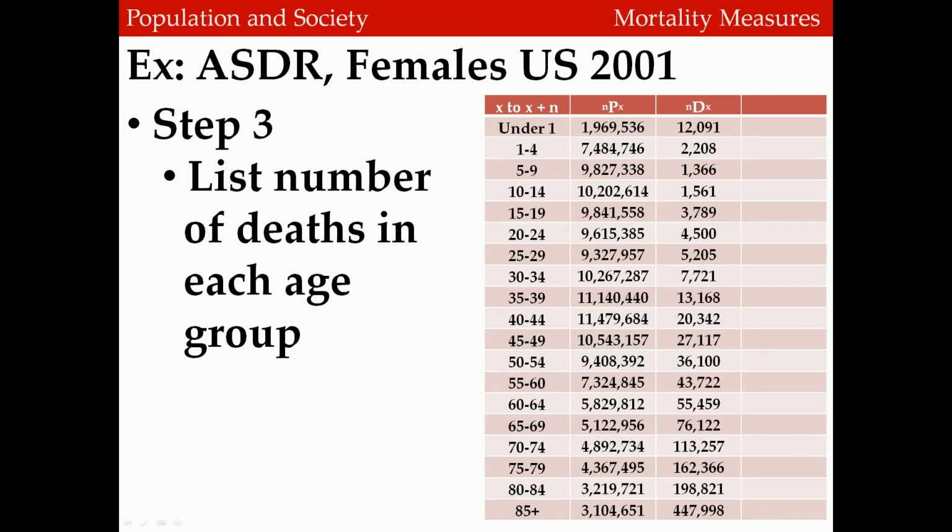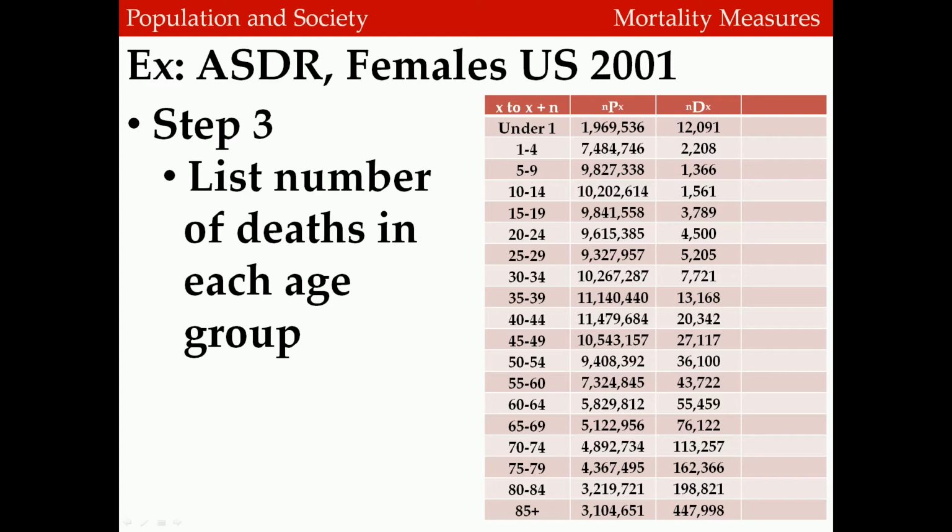So in the next column, I'm going to show you the deaths specific to that age group. For example, there were 12,091 women under the age of 1 who died. So that would be our infant mortality rate. And looking at the other extreme, there were about 447,998 women aged 85 plus who died in that year.